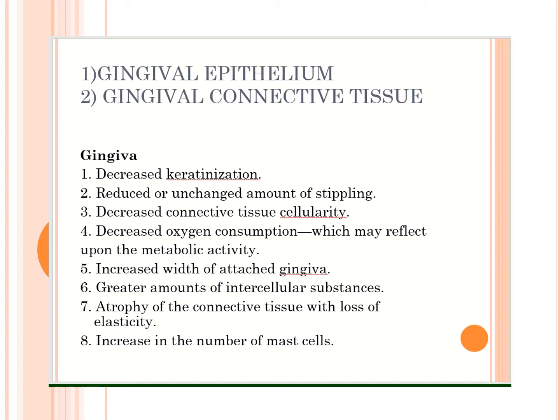Gingival connective tissue is predominantly collagen type 1, whereas gingival epithelium is predominantly made up of collagen type 4. The gingival epithelium undergoes thinning, decreased keratinization, increased permeability, and passive eruption with age. Passive eruption is basically recession, in which the junctional epithelium migrates apically. We discussed last time that we had passive eruption and active eruption.